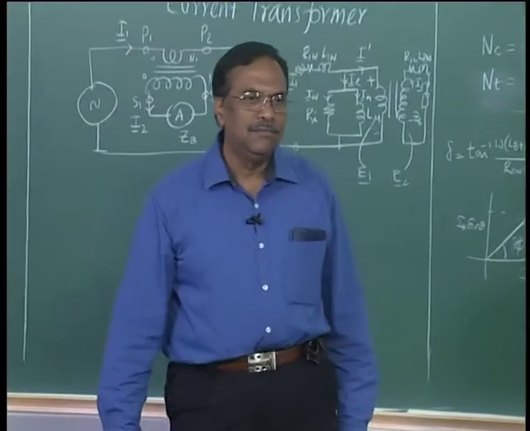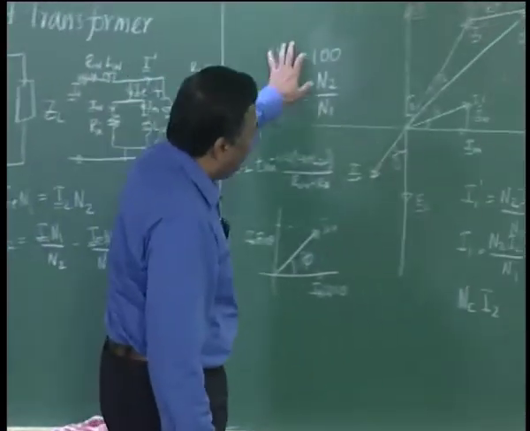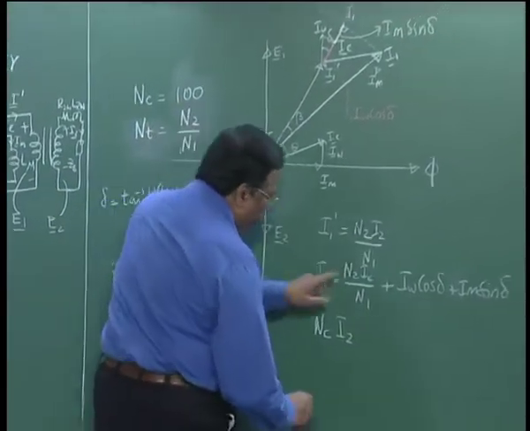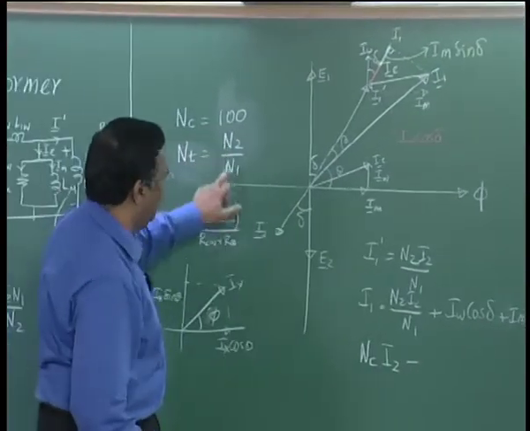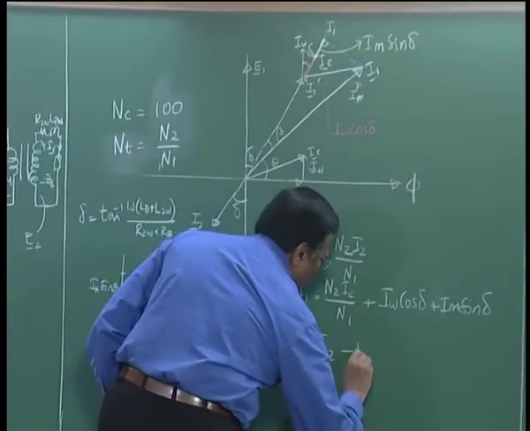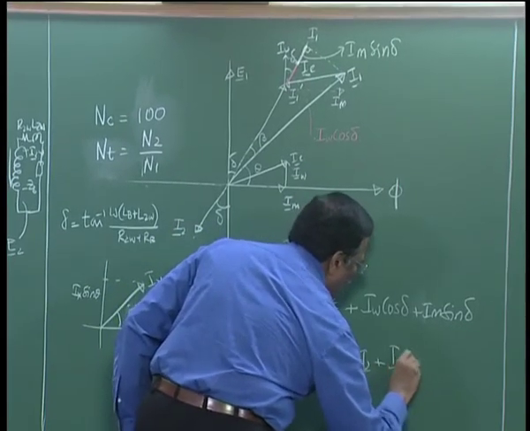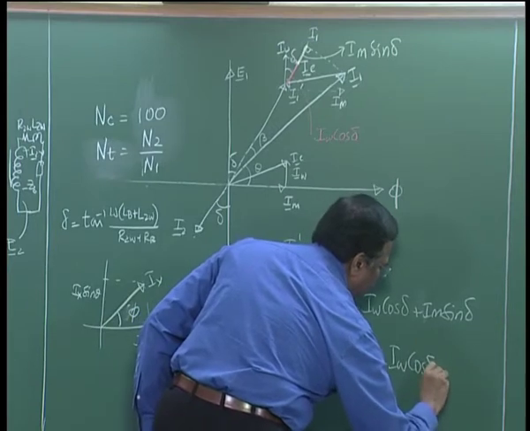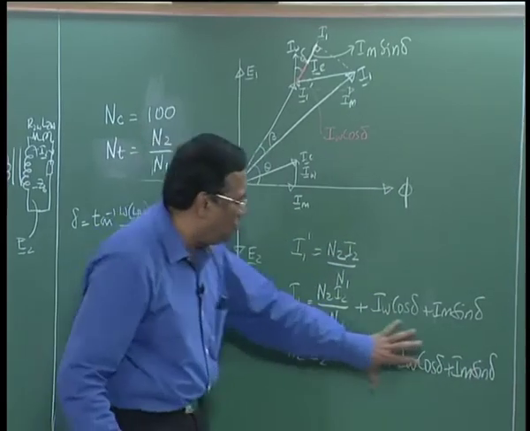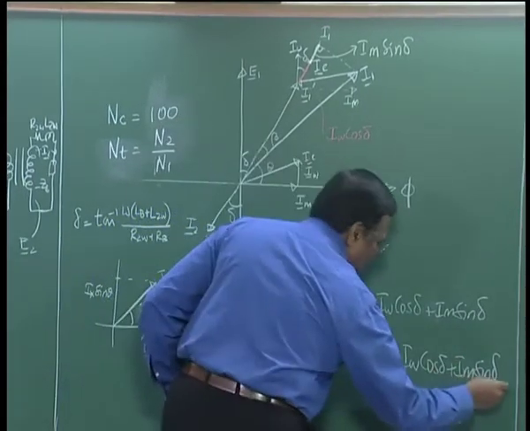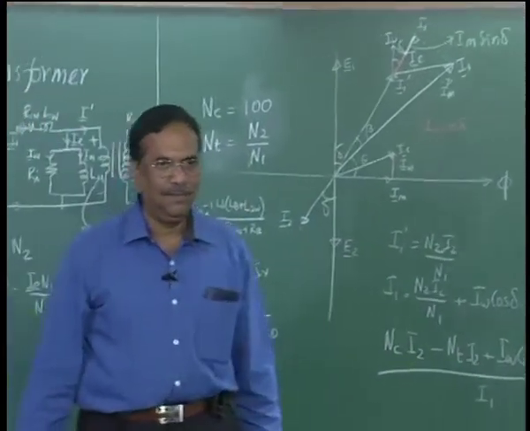Right, and what is the true value? True value is I1, which I already have, right. Now, what is N2 by N1? The turns ratio of the current transformer, NT into I2 plus IW cos delta plus IM sin delta, right. Measured value minus true value divided by true value, I will put it as I1, right.